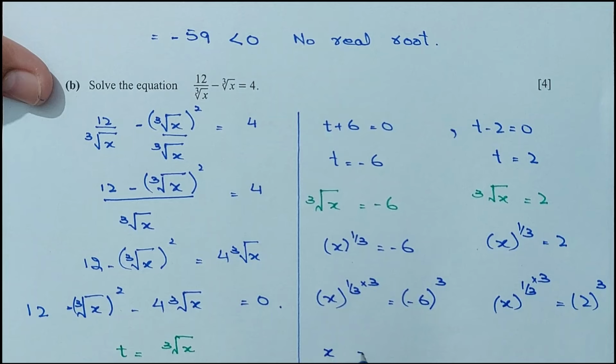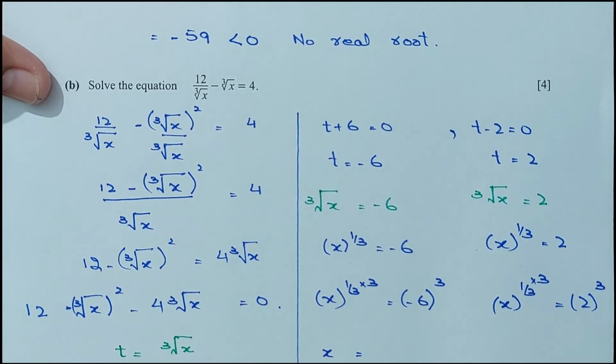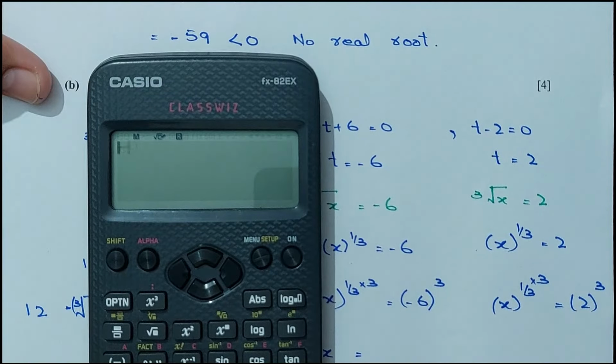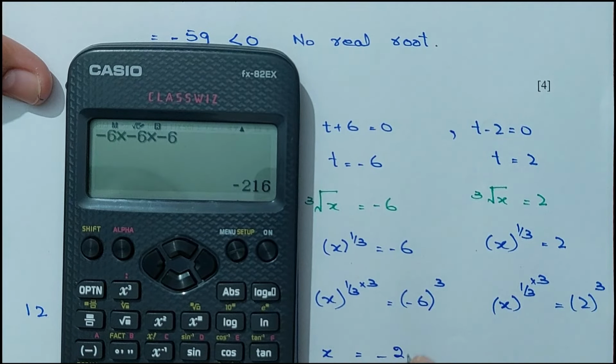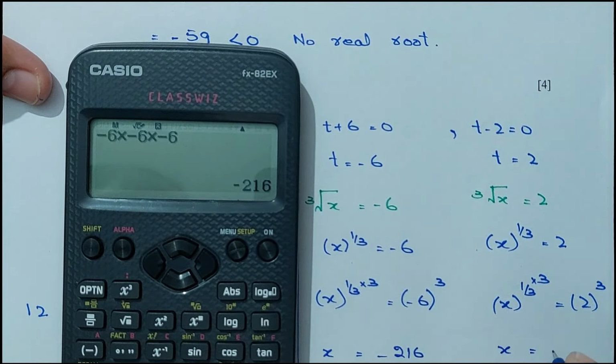So this is x and 6 to the power 3. Okay, so this is minus 6 times minus 6 times minus 6. This is 216 with negative. And here x is 2 cube, which is 8. So we have two solutions, 8 and minus 216.